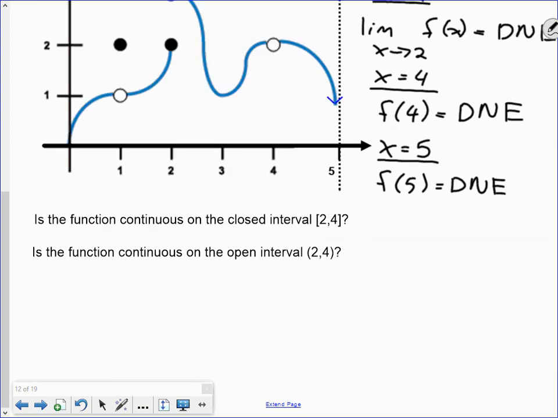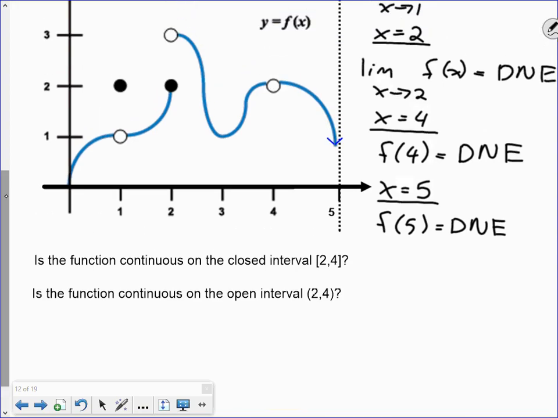Is the function continuous on the closed interval 2 to 4? Well, let's see. 2 to 4 is from here to here, and by closed interval, it means that we include the endpoints. So x equals 2 and x equals 4 are included in that interval. So the answer, of course, is no, because our function is not continuous at x equals 2 and x equals 4 for the reasons we outlined up above.